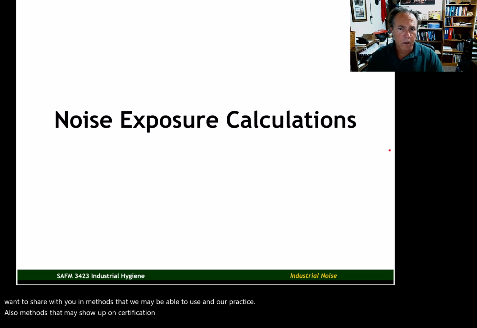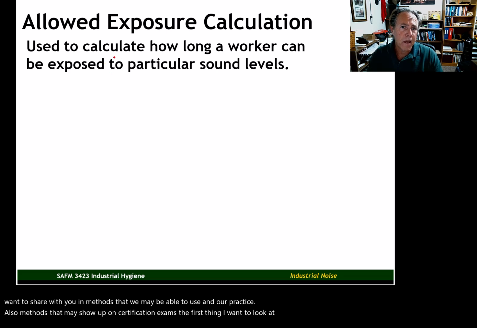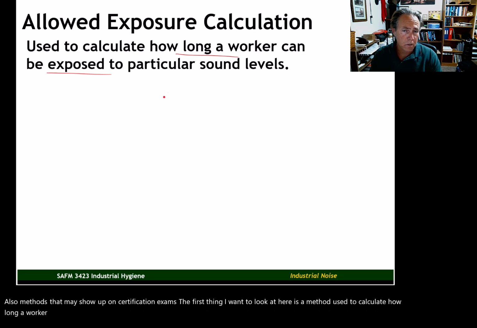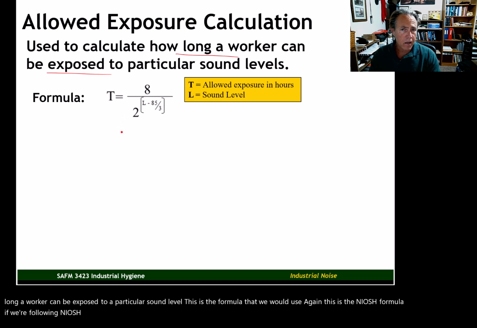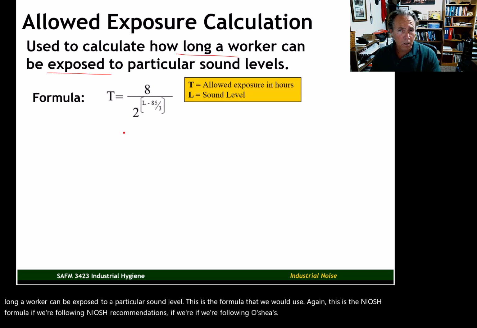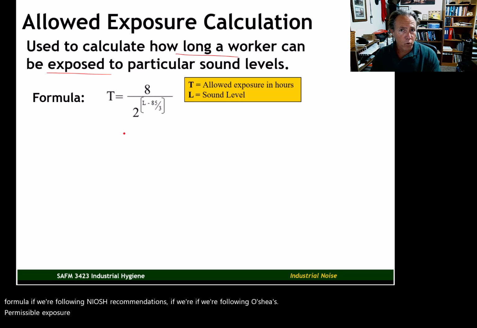The first thing I want to look at here is a method used to calculate how long a worker can be exposed to a particular sound level. This is the formula that we would use. Again, this is the NIOSH formula if we're following NIOSH recommendations. If we're following OSHA's permissible exposure limits, there's a different, slightly different formula. I'll share that with you at the very end of this calculation.